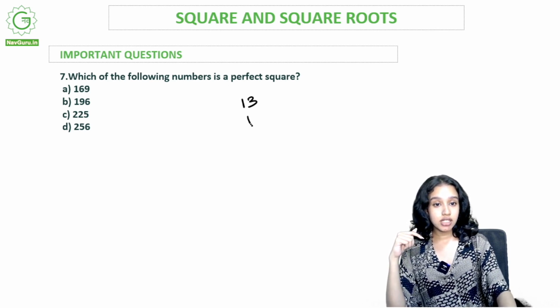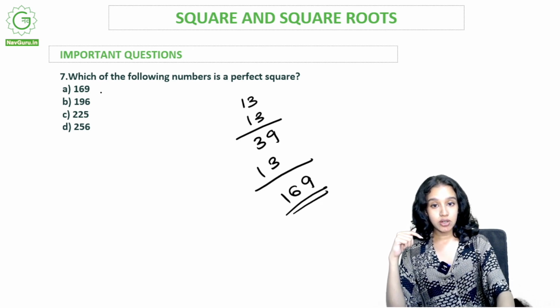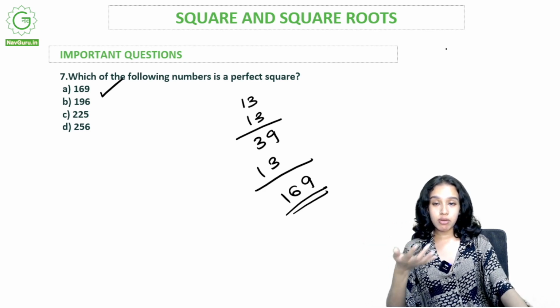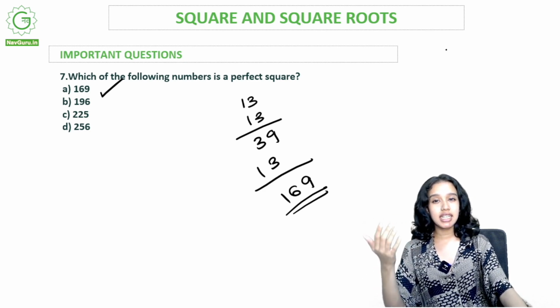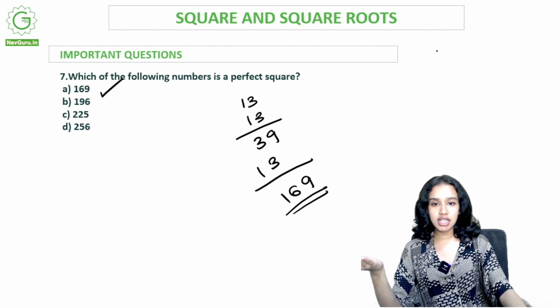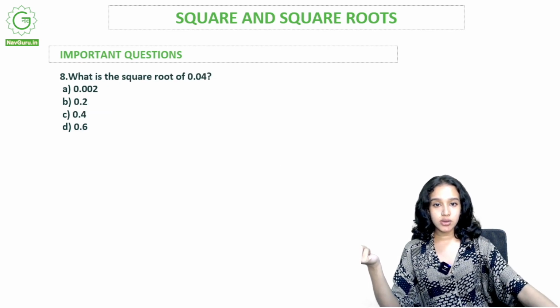Let's see. What is the square of 13? 3 3s are 9, 3 1s are 3, 3 1s are 3, 1 1s are 1: 9, 6, 1. We got the answer here. It's actually very nice to remember the squares of numbers at least till 15, so that when you get questions like this it's very easy to answer them. So let's move on to the next question.